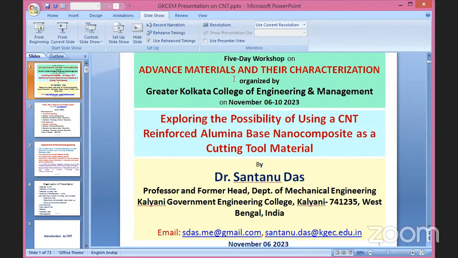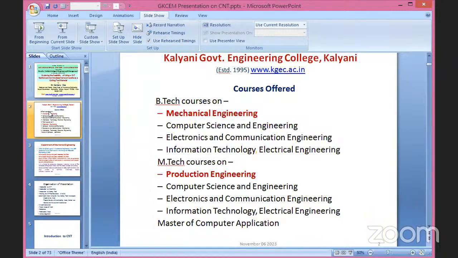Now, before going further into this particular topic, I will just highlight what I represent. I represent Kolaghat Government Engineering College, and this college was established in 1995. At present, this college offers 5 BTech courses in mechanical, computer science, electronics, information technology, and electrical engineering. Mind that this college started in 1995 with 30 intake and 3 departments: mechanical engineering, computer science, and electronics and telecommunication engineering, which was the name given at that time. Later on, this department name was slightly changed.